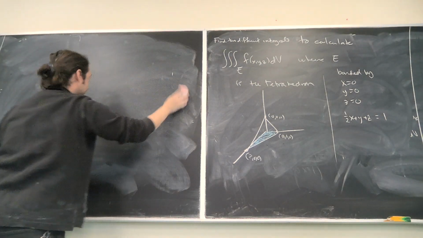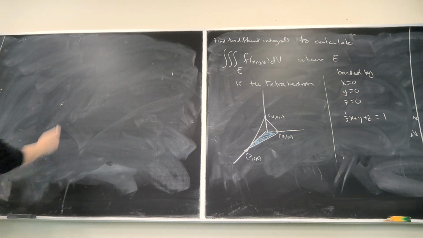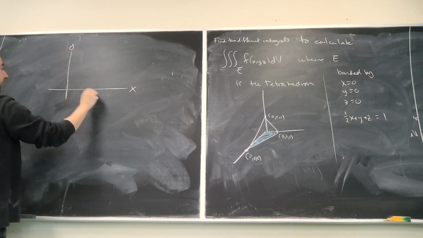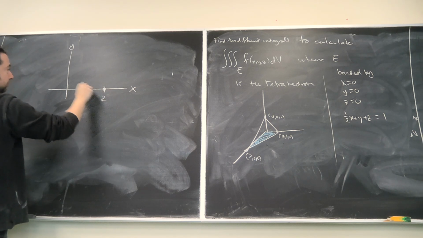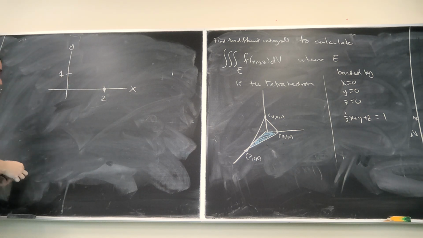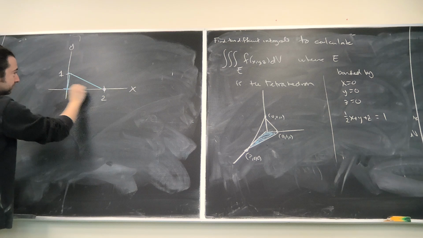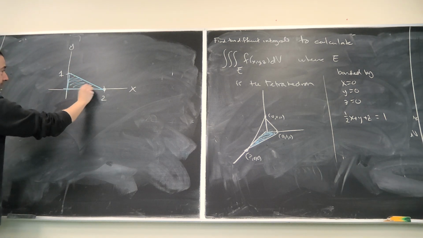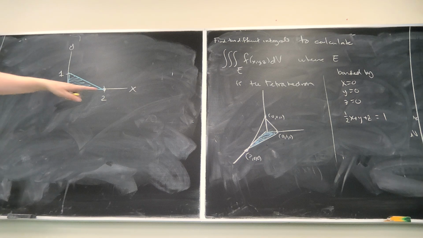Essentially, the first thing I'm going to do is draw that floor. So that floor sits in the xy plane. x is at the point 2 and y is at 1, and so we're looking at a triangle that looks like this. If I draw this in the xy plane, that's what I've just captured.